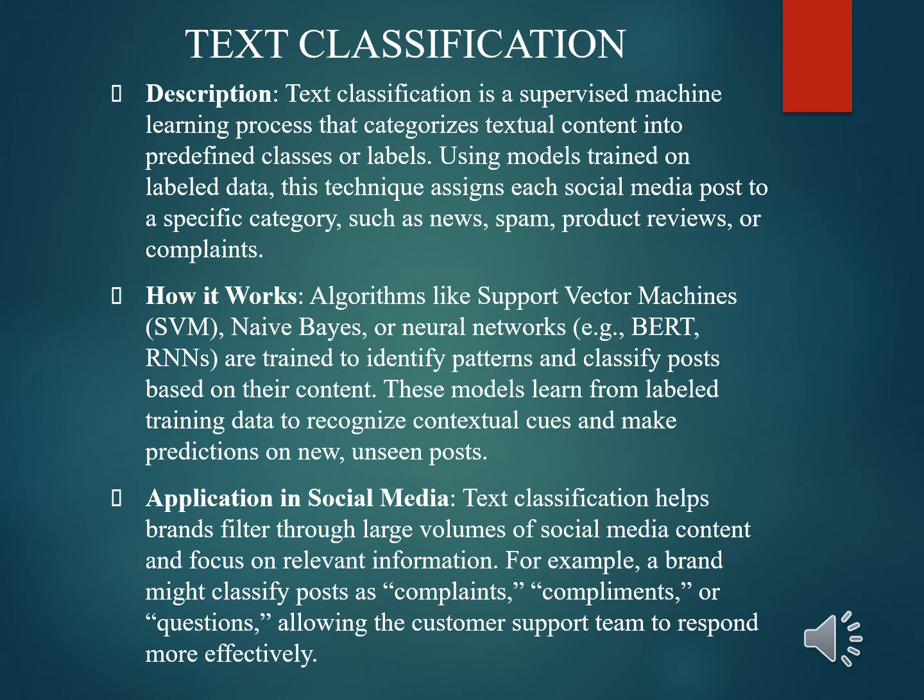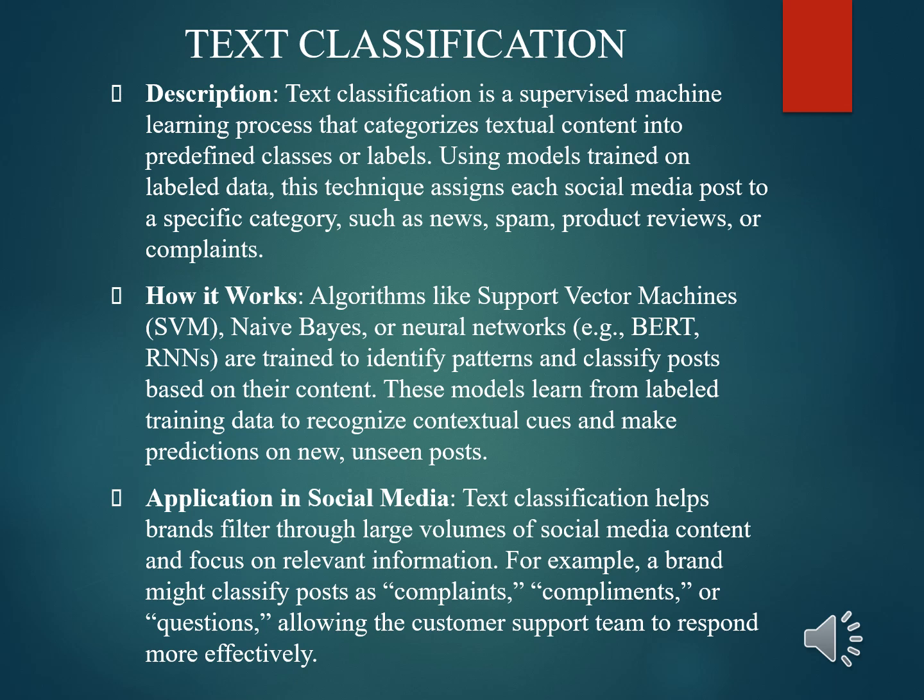Now let's talk about text classification. Text classification is a supervised machine learning technique which is used to categorize text into predefined labels. It automates the process of analyzing large volumes of textual data, making it easier to manage and extract insights. For example, a social media post can be classified as news, spam, product review, or complaint based on its content.